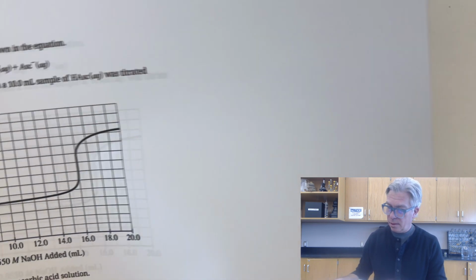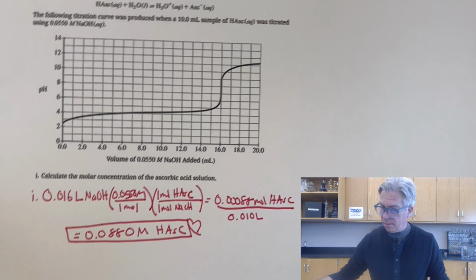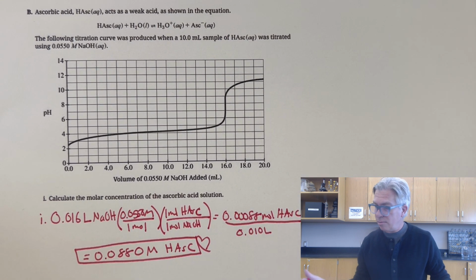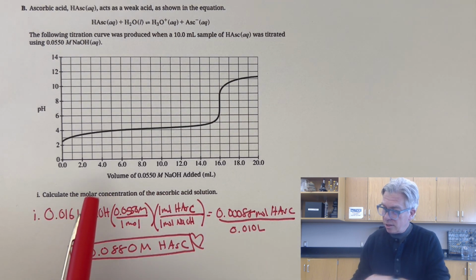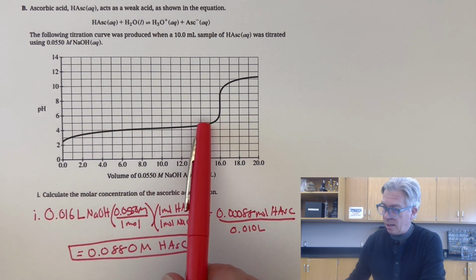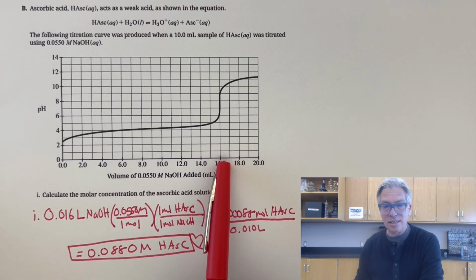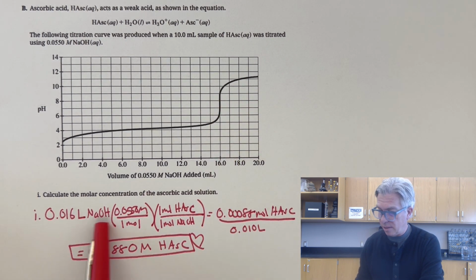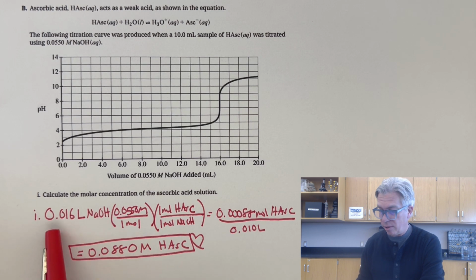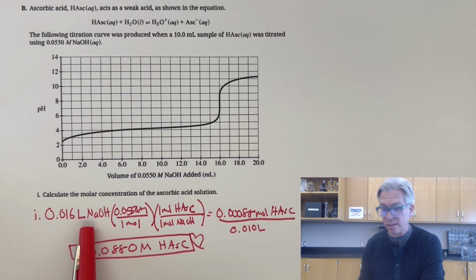It goes something like this. Yours might look a little bit different, but hopefully we got the same answers. I noticed from the titration curve, the equivalence point is right here at 16 milliliters. So that's going to be my starting amount. 16 milliliters of sodium hydroxide was used, or 0.016 liters of sodium hydroxide.